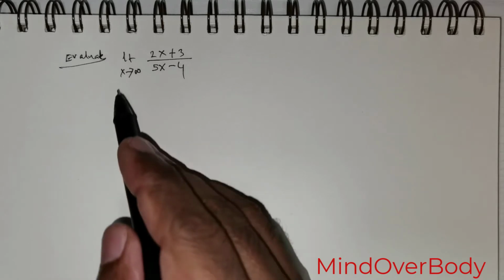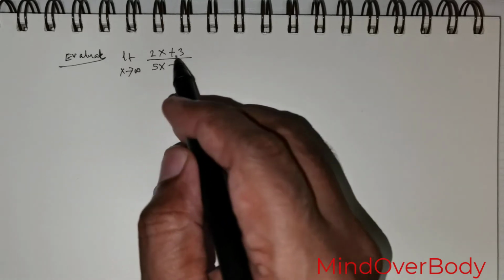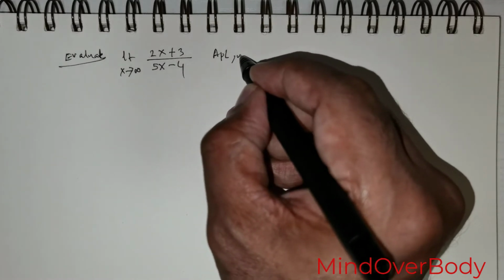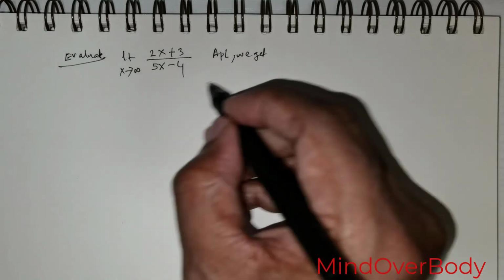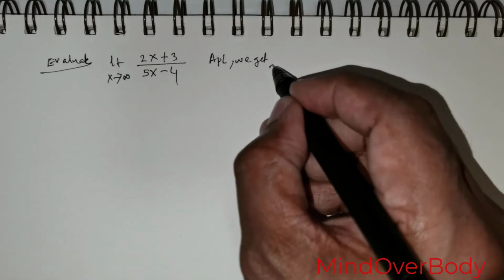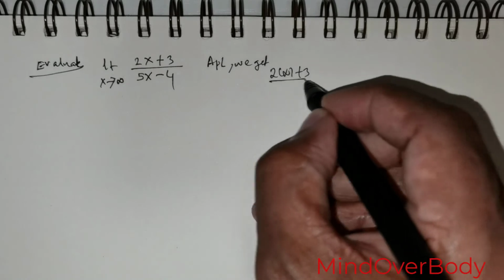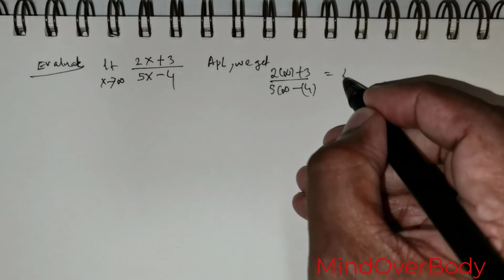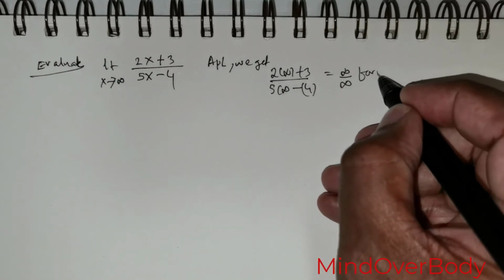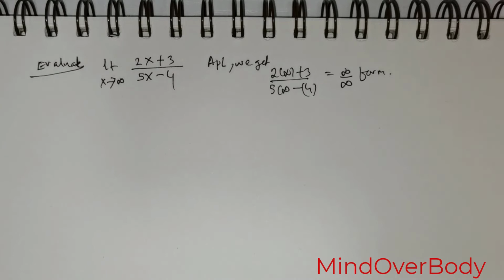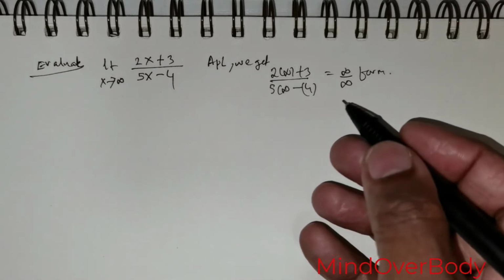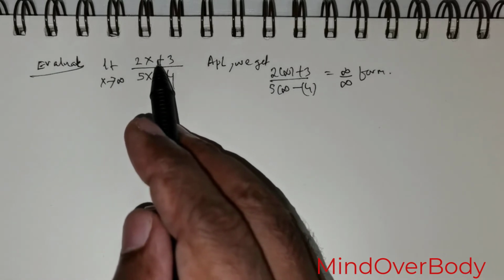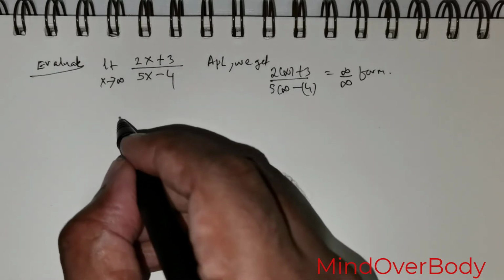Students were expected to evaluate limit x tending to infinity of (2x positive 3) divided by (5x negative 4). Now applying limits, we get 2 times infinity positive 3 divided by 5 times infinity negative 4. So this is going to be infinity over infinity form, which is actually an indeterminate form. Now there are two ways to solve this. One, we can directly apply L'Hopital's rule, or we can follow the following pattern.